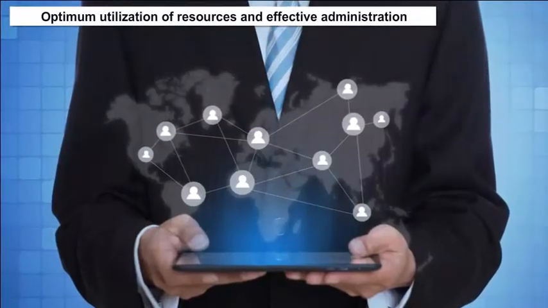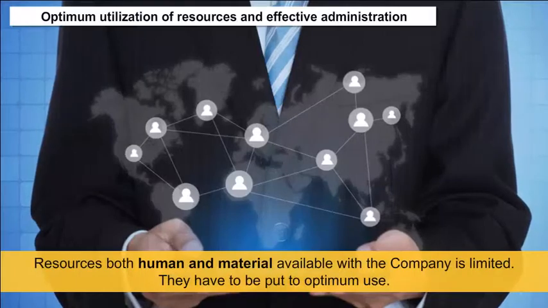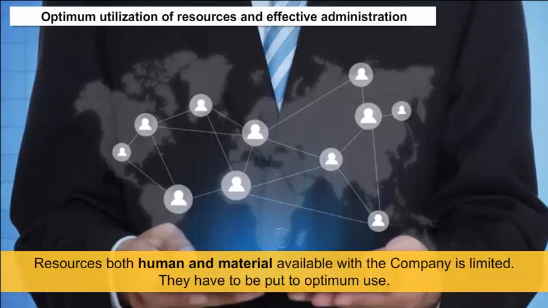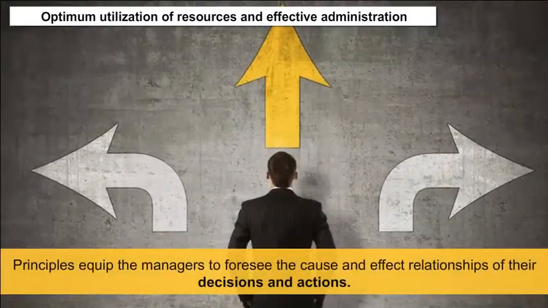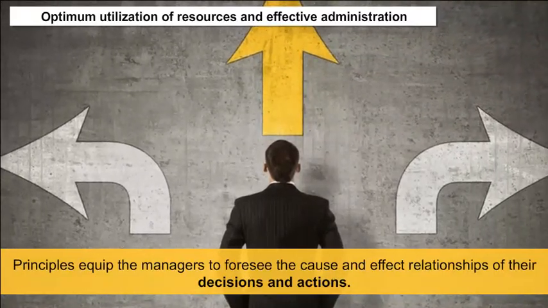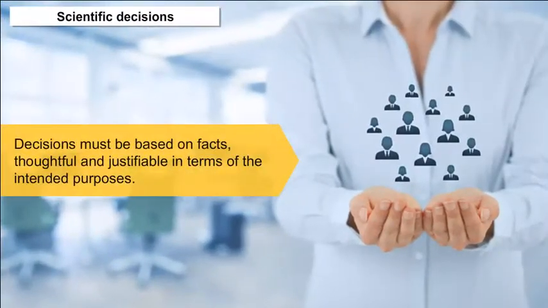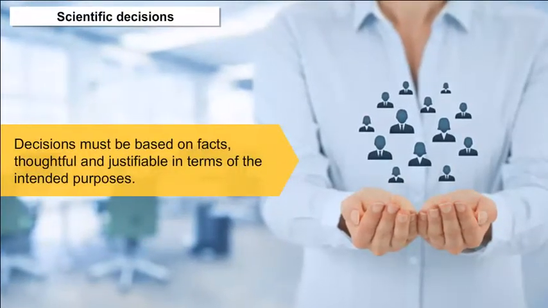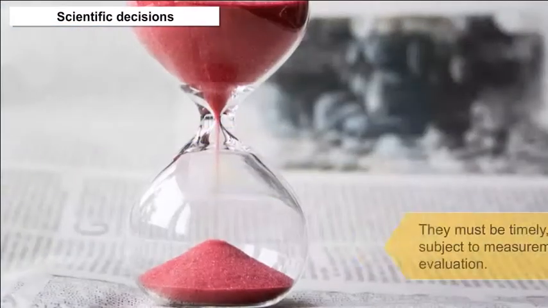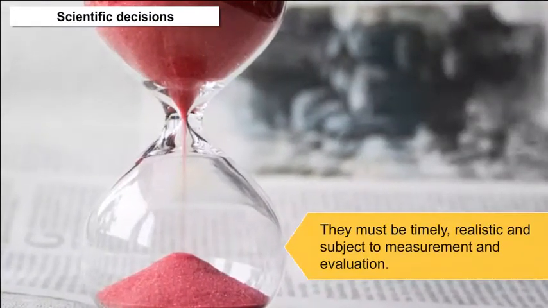Optimum utilization of resources and effective administration. Resources, both human and material, available with the company are limited. They have to be put to optimum use. Principles equip the managers to foresee the cause and effect relationships of their decisions and actions. Scientific decisions. Decisions must be based on facts, thoughtful and justifiable in terms of the intended purposes. They must be timely, realistic, and subject to measurement and evaluation.